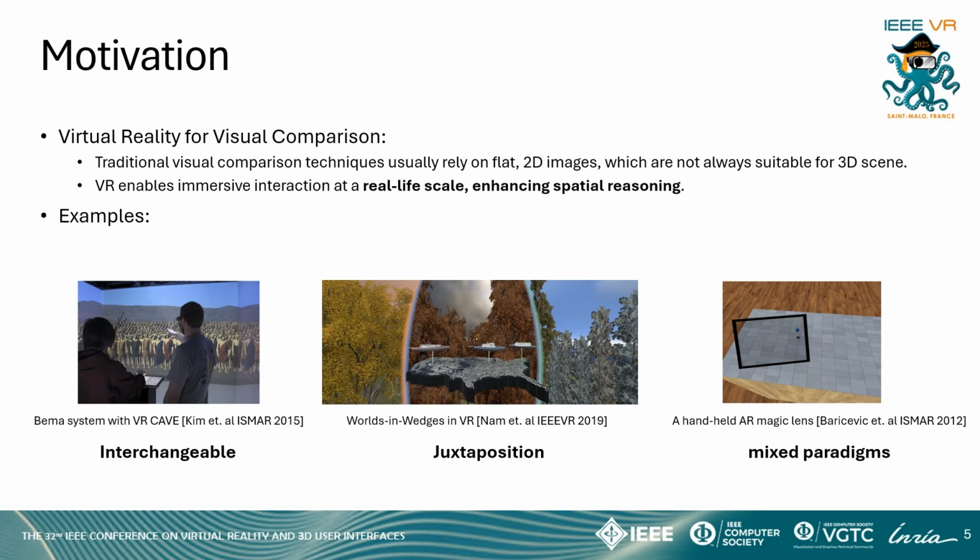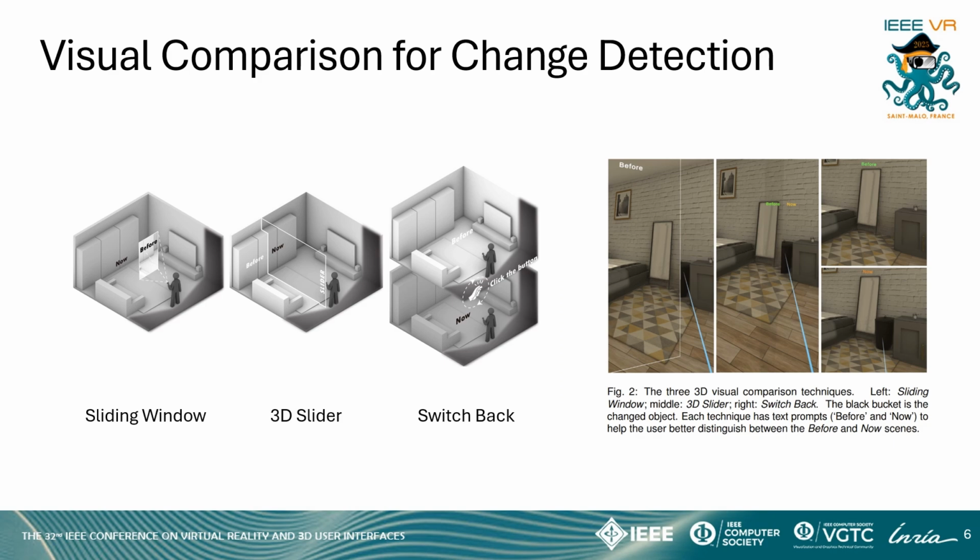Lastly, a study proposed a mixed paradigm approach where the content of the magic lens is aligned with the user's perspective. Inspired by this work, we created three visual comparison techniques for change detection. The left side shows a prototype of the three techniques, and the right side shows the three techniques in the experiment. Some video of these techniques will be displayed later.